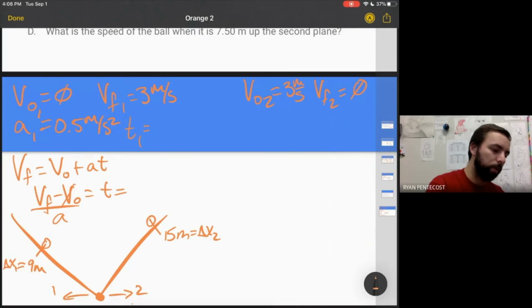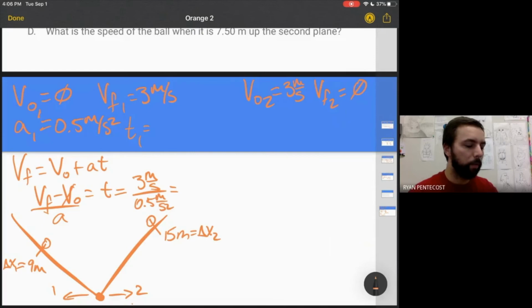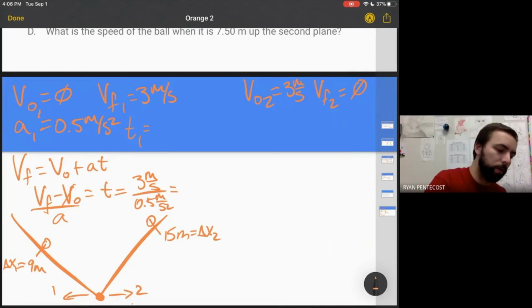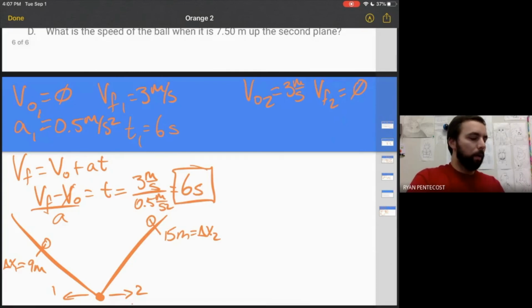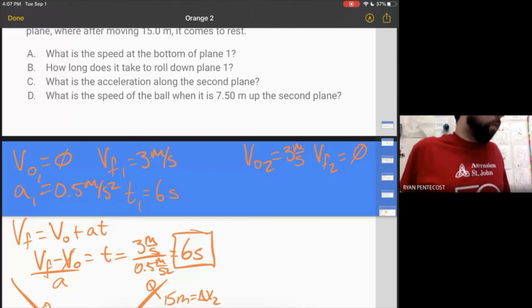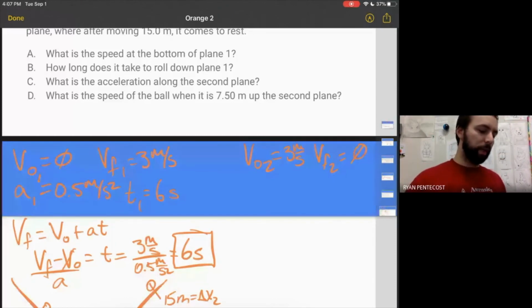You've got 3 meters per second divided by 0.5 meters per second squared. Dividing by 1/2 is like multiplying by 2, so you would get 6 seconds. So it takes 6 seconds to roll down part 1. So now we're starting to build our givens so that we can solve for the other half of the problem, part 2. So part C asks, what is the acceleration along the second plane?